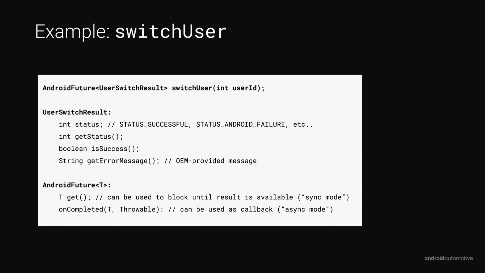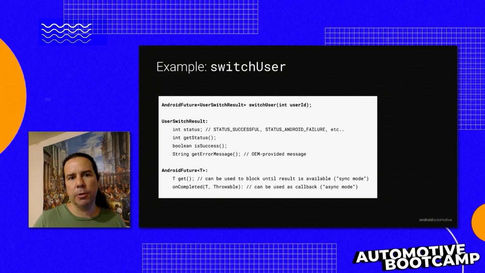So we're going to tell exactly why it failed, which you can get through get status. In most cases you don't care exactly why it failed, just whether it succeeded or not. So we have this success boolean that is a better approach to use. And we also provide a way for the OEM to provide an error.